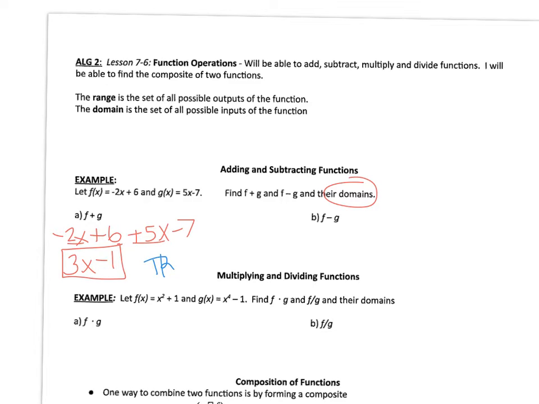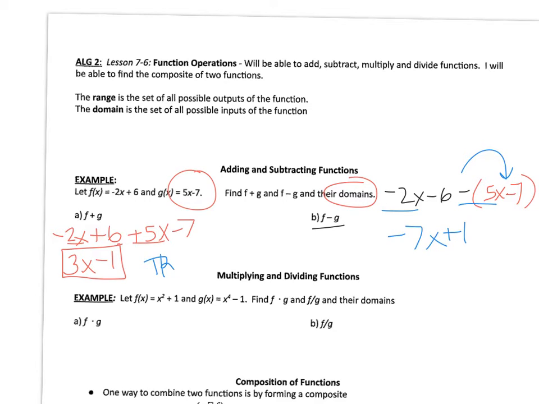Now I'm going to do f minus g. So I'm going to do negative 2x plus 6 minus, and I'm going to put this g of x in parentheses. And then at the end, I'm going to have negative 7x. It's going to turn into a plus 1, and the domain is all real numbers, because you can put any number in for x.